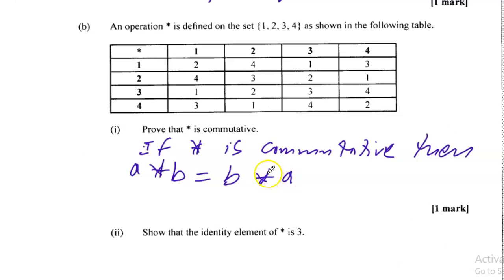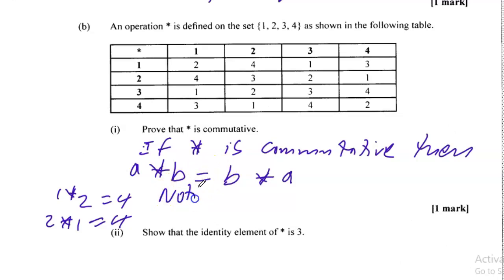Alright? So notice the diagonal here. Notice 1 asterisk, say for example 2, is equal to what? 4, which is the same as 2 asterisk 1, same 4. Alright, so notice there's symmetry.